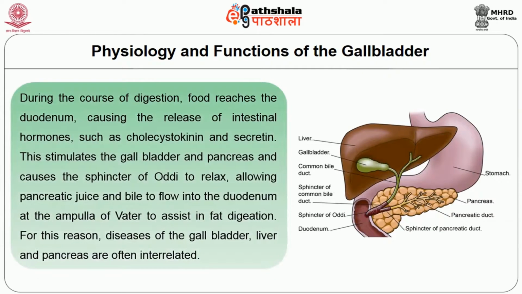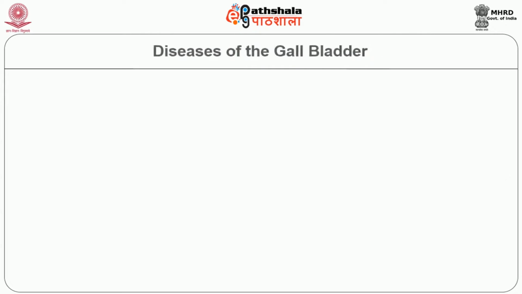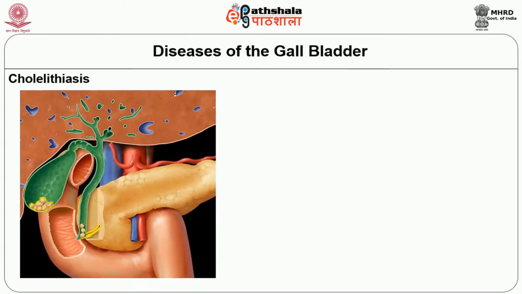During the course of digestion, food reaches the duodenum, causing the release of intestinal cholecystokinin and secretin. This stimulates the gallbladder and pancreas and causes the sphincter of Oddi to relax, allowing pancreatic juice and bile to flow into the duodenum at the ampulla of Vater to assist in fat digestion. For this reason, diseases of the gallbladder, liver, and pancreas are often interrelated. Now, let's see the diseases of the gallbladder.